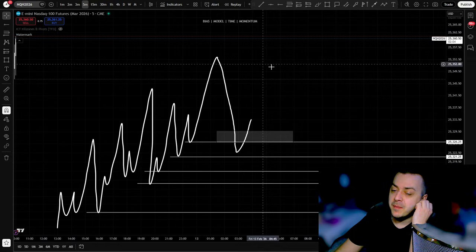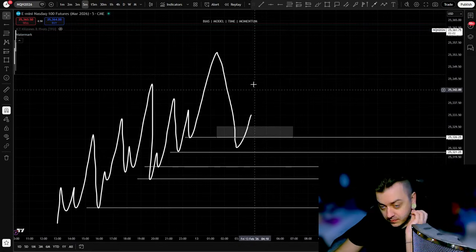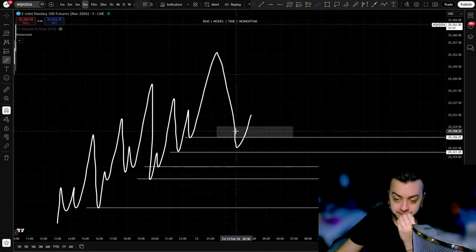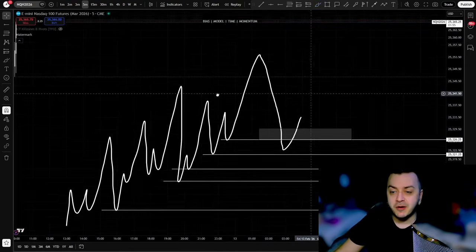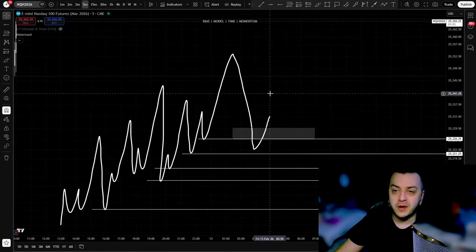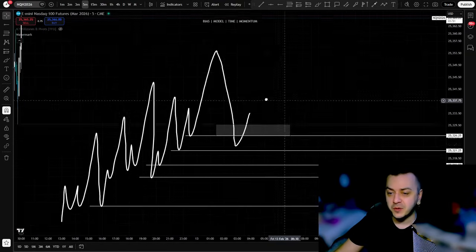As you can see, this is my mantra here, taught to me by my mentor Reliable. Bias, model, time and momentum. So I'm waiting for lows to get hit, and then I'm looking for an inverted fair value gap. I'm looking for it to be in the macro typically, which will be very, very good and high probability. And then I'm looking, as I said, for good momentum.